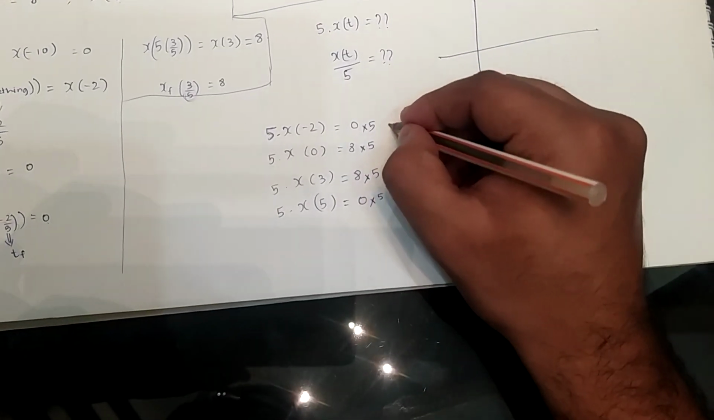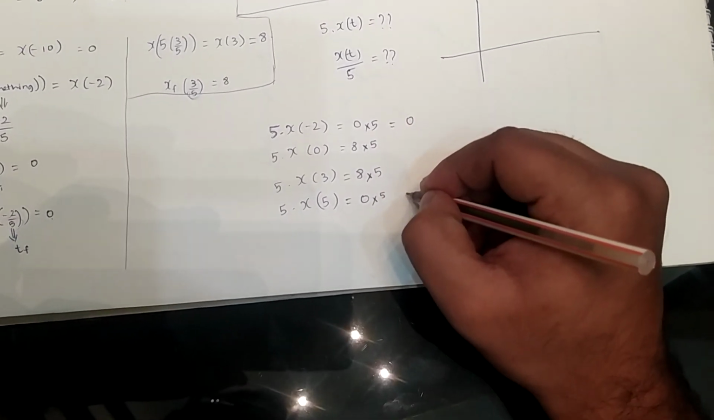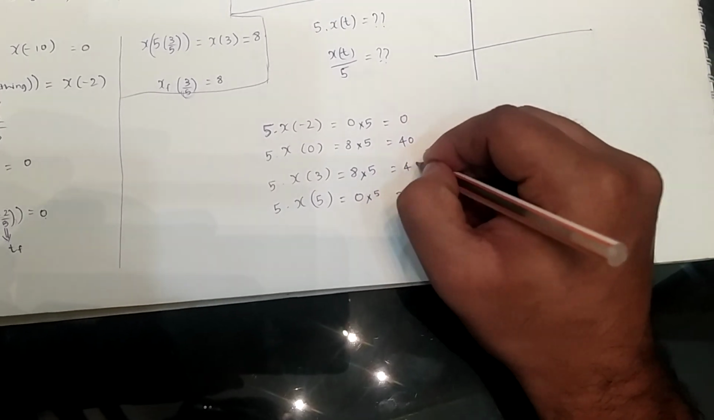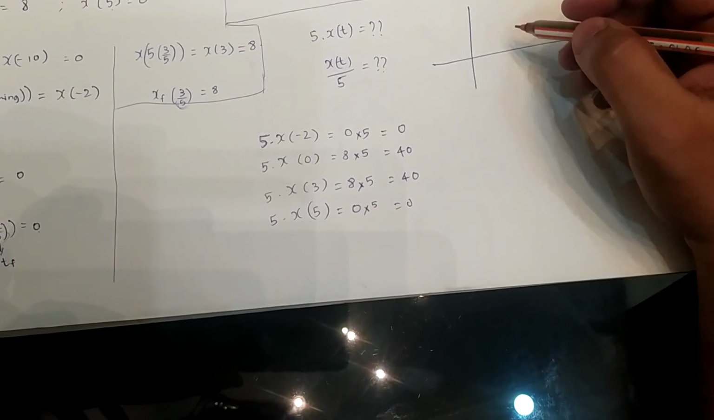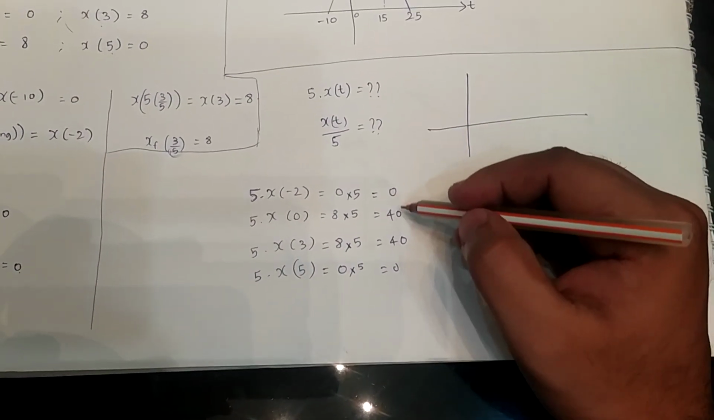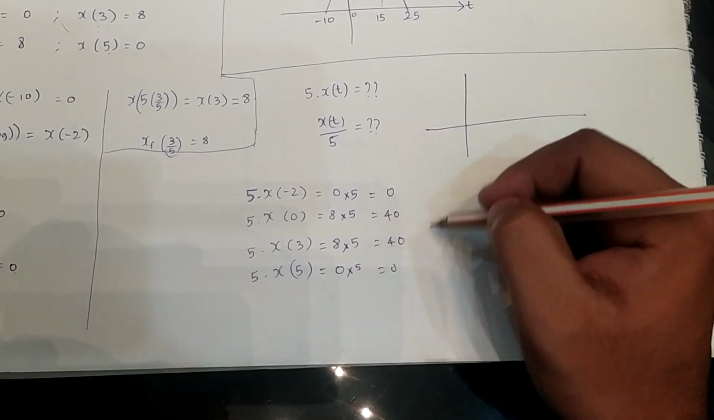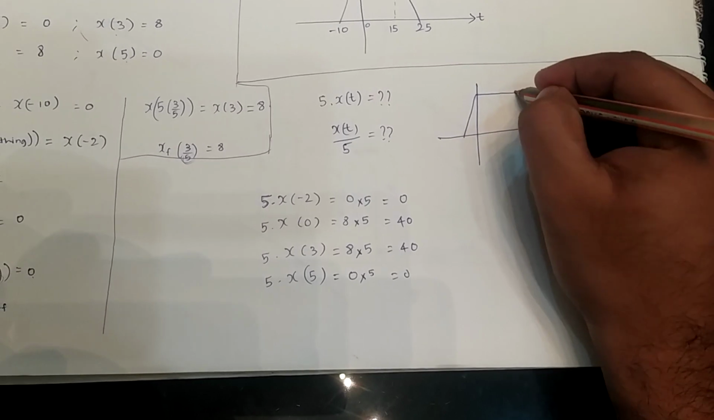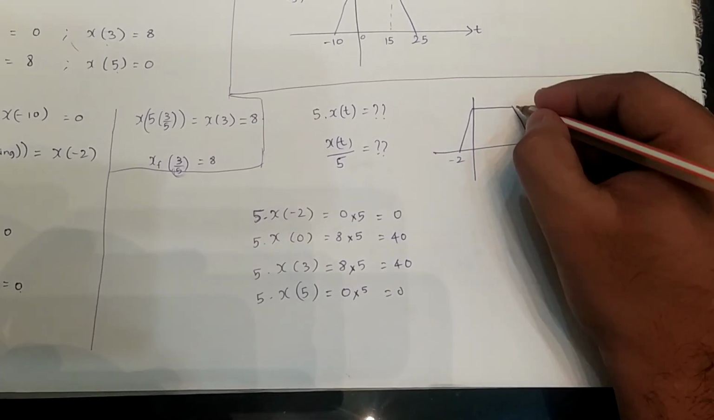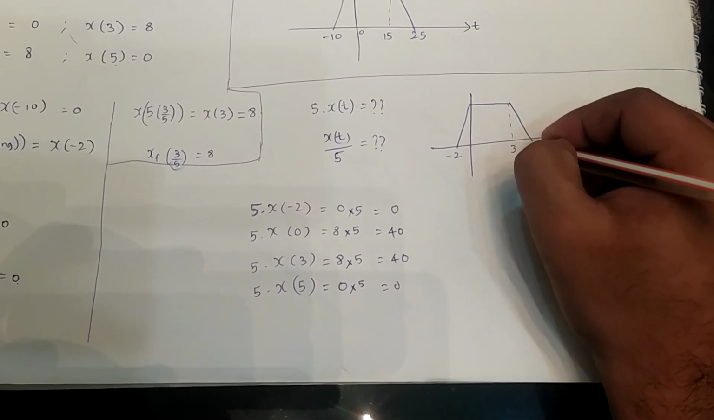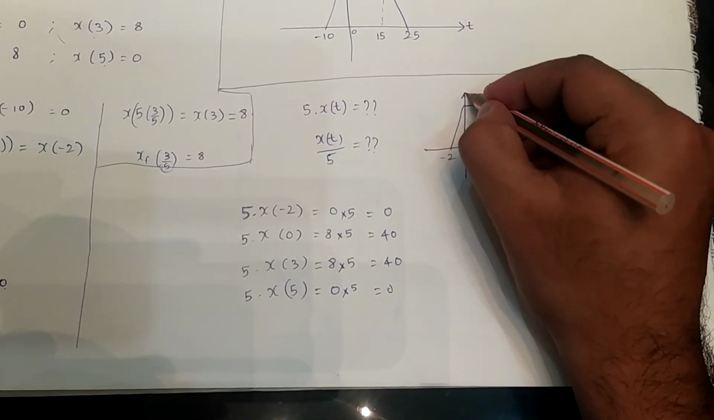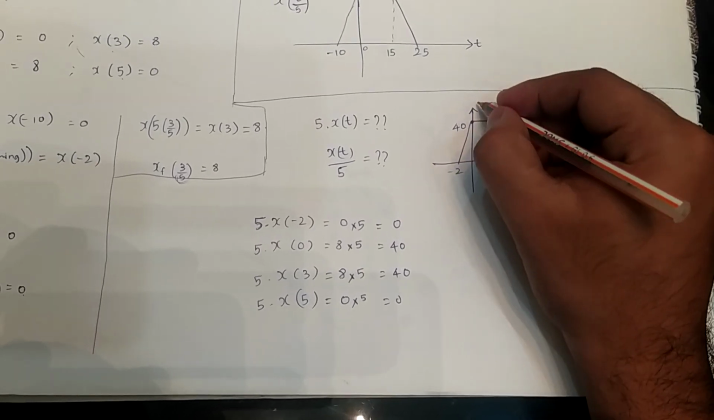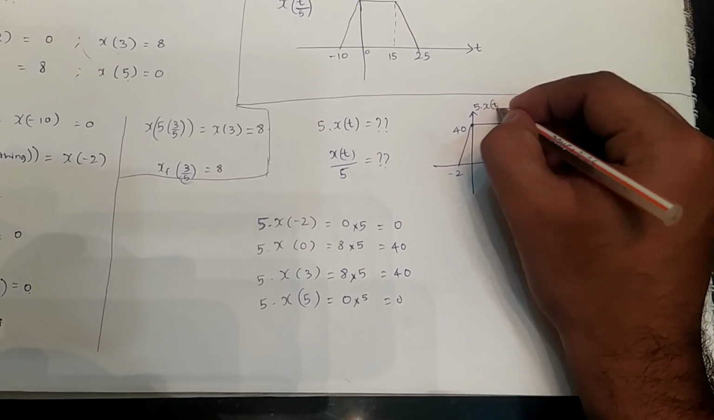So if I multiply it by 5, 0 will remain 0. Here also 0 would remain 0. Here the two 8s will become 40. So basically what happened when I multiplied it with 5, nothing happened in the time axis, it's just this value that, instead of 8, became 40. That is, nothing is going to get affected in the time axis. Minus 2, 3 and 5 are going to remain the same, but instead of 8 here it's going to be 40, and this would be 5 into x of t.